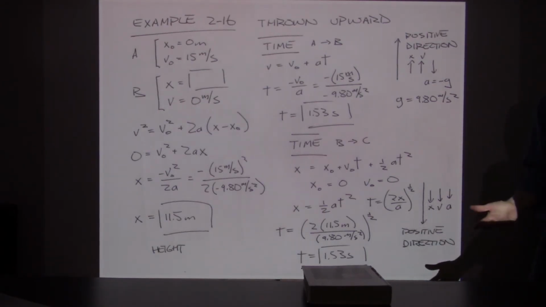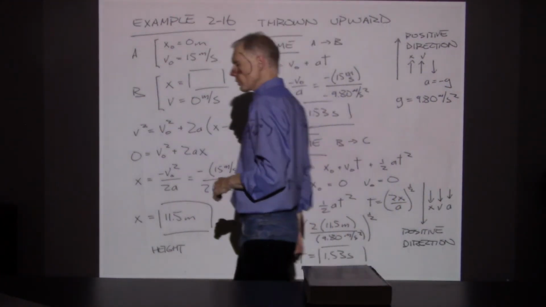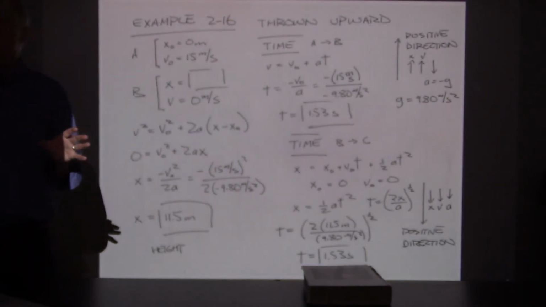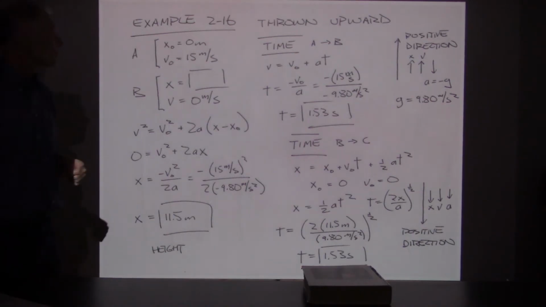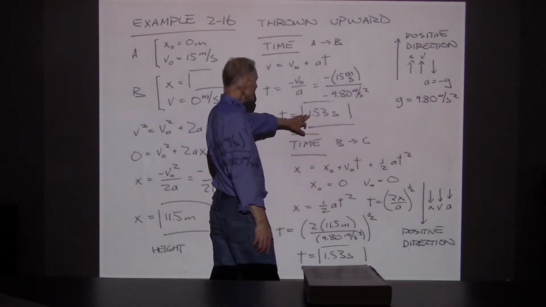Now that's ignoring air resistance. So remember, air resistance is being ignored here. If you're going to try this on your own, you need to use a baseball. Don't use a feather or a leaf. Use a baseball, something like that, to try this out. So it's taking 1.53 seconds to go up.